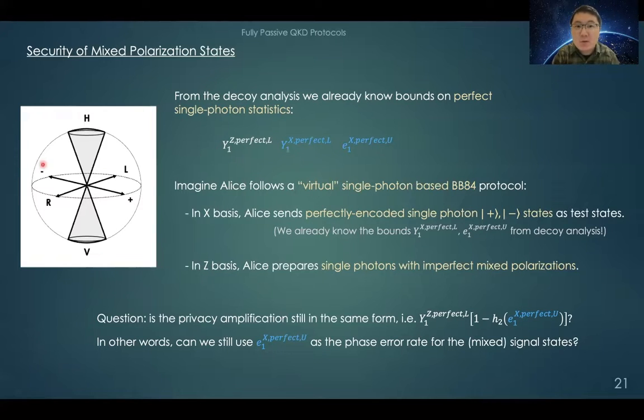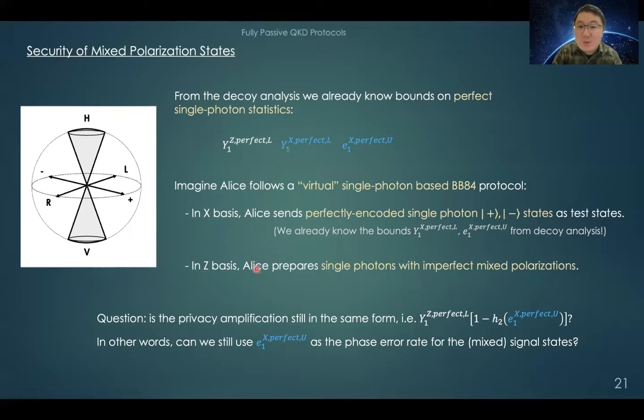In this protocol, she will encode perfectly encoded single photons in the X basis and send single photons with imperfect mixed polarizations, like this 3D solid angle, in the Z basis. This is because, from the decoy state, we already know the bounds on the perfect single photon statistics. So we can think of the test states as perfectly encoded single photons.